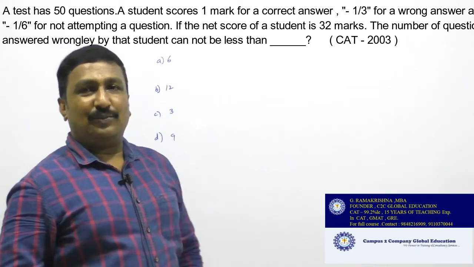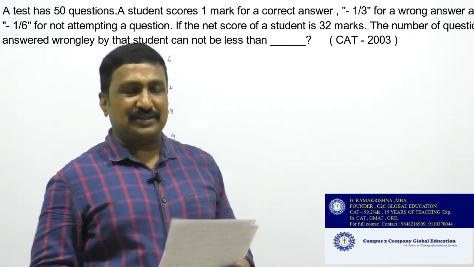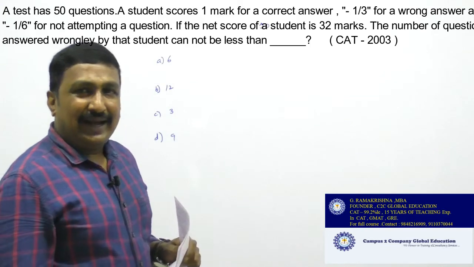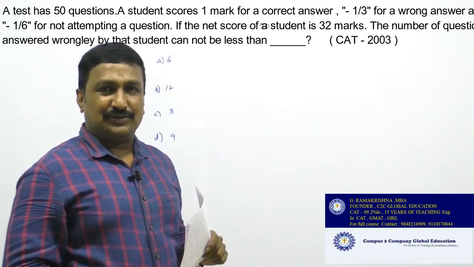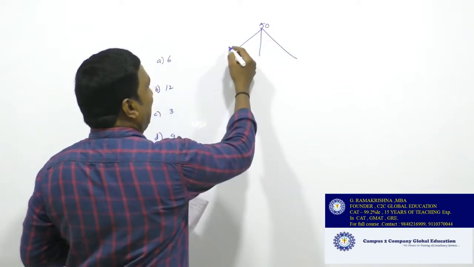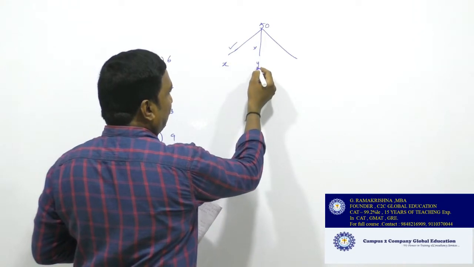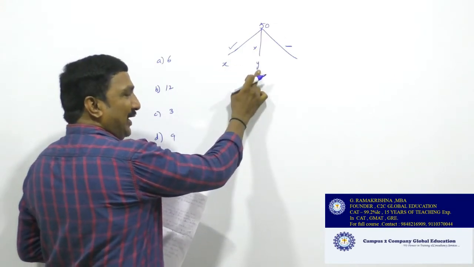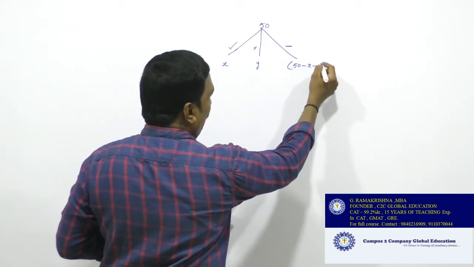They are asking which of the following cannot be the number of questions answered wrongly by the students. Here the total number of questions is 50. There are 3 categories of questions: correct attempted questions, wrong attempted questions, and unattempted questions. Let us take correct attempted questions as X and wrong attempted questions as Y. Then unattempted questions are 50 minus X minus Y.